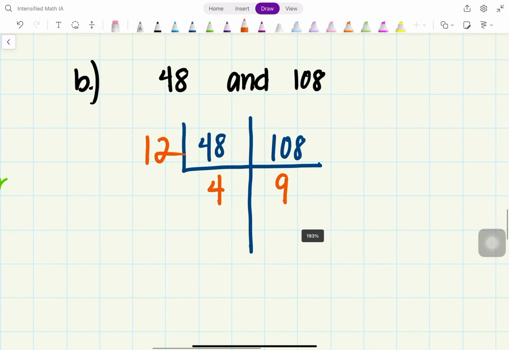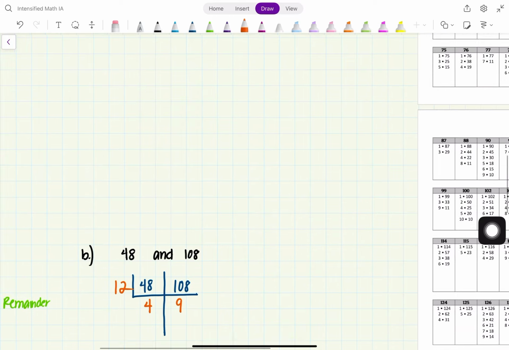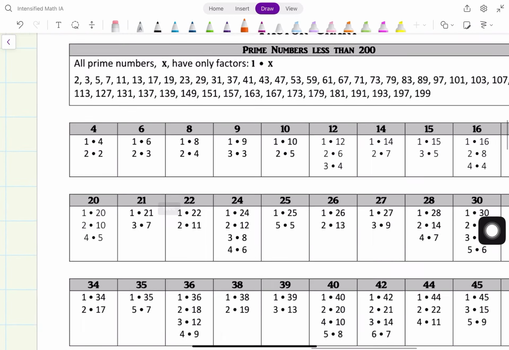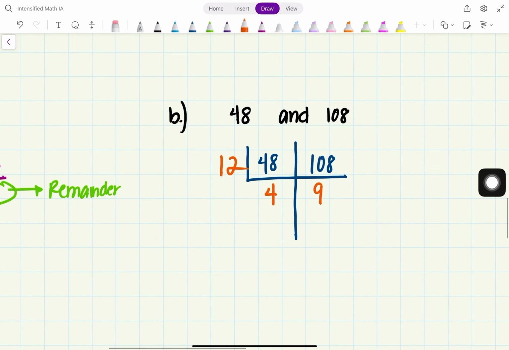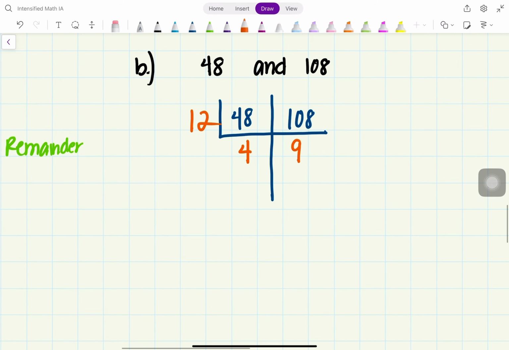Right? Now, from here in this case, guys, if I want to go ahead and check one more time, can I divide anything by 4 and 9? If I go on to my chart, 4 and 9 have nothing in common aside from 1. So we're done. So here I want to state two things. I want to state my GCF first. And my GCF in this case, guys, is actually going to be 12.